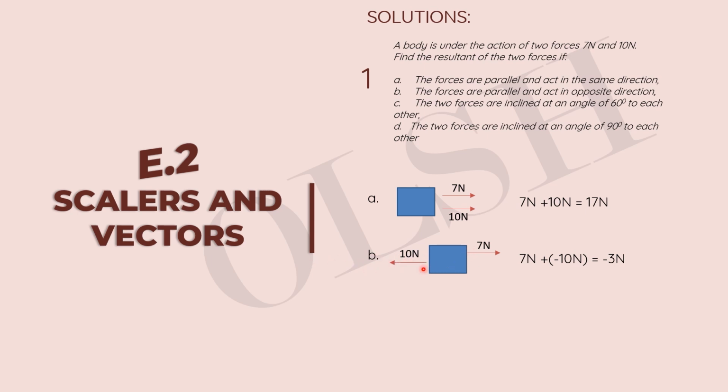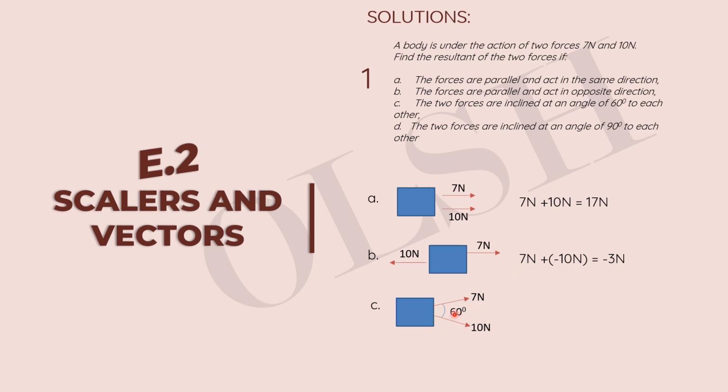So what it means is, let's assume a guy is pulling this object in this direction by 10 newtons, another guy is pulling in this direction by 7 newtons, we're going to have this body experience a 3 newtons force only in this direction. It's just going to experience only a 3 newtons force in this direction, so it's going to move in this direction. All right, so let's see what if the forces are inclined at 60 degrees.